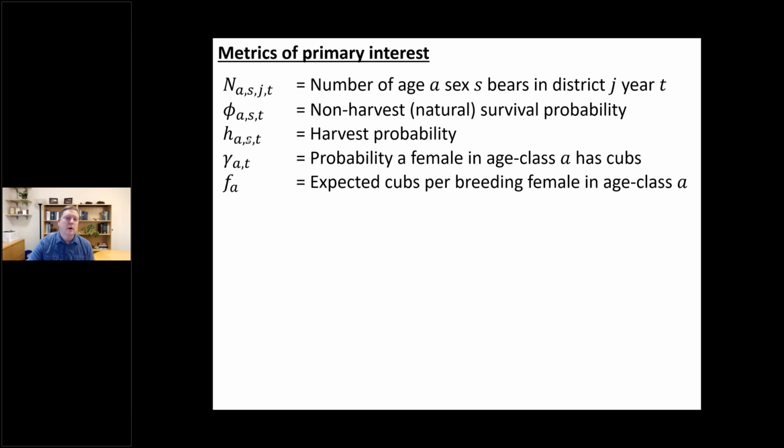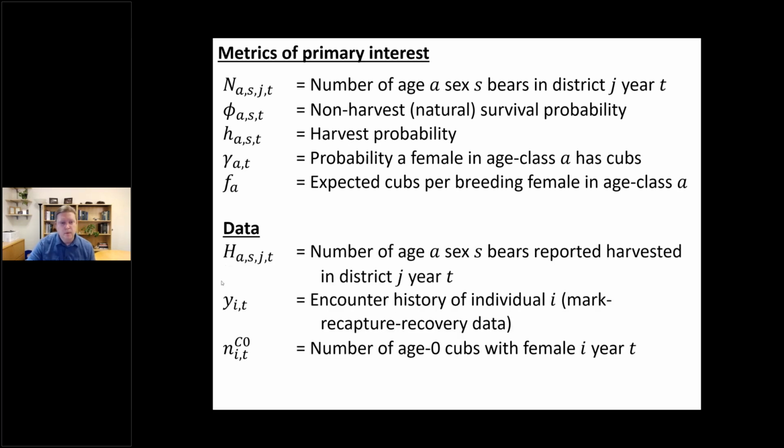And we use this gamma A,T as the probability that a female in age class A has cubs. So what proportion of females are producing cubs that year, and then conditional on having cubs that year, F sub A is the expected cubs per breeding female, which we also allowed to vary by age class. And again, the primary sources of data that we're going to be talking about today are harvest information, which is again by age, sex, management district, and year, our capture-recapture data, which here we're denoting as Y sub I,T, and then our counts of cubs per female per year.